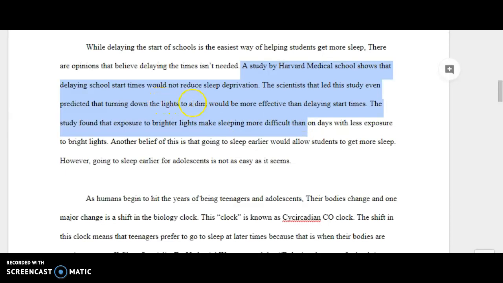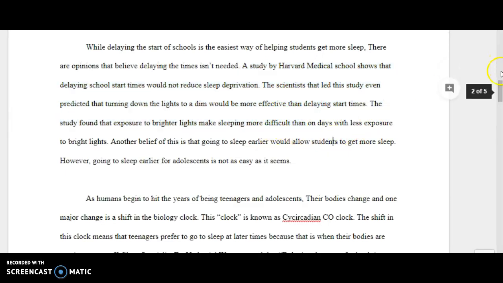Turning down what lights? Are we turning down the lights in the school so students sleep in the school? I'm not really sure where this is going. I like that you've offered an alternative solution so that we're not just talking about the schools here, but this is incomplete. You need to go further in so that I actually understand what's happening here.